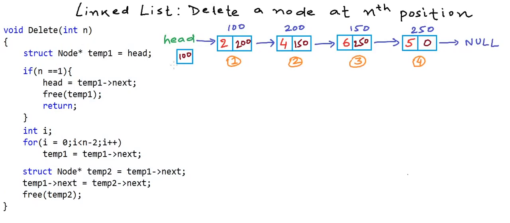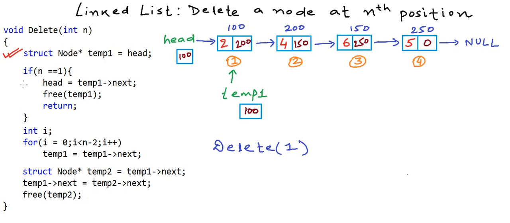I'll quickly walk you through this code in the logical view to make things further clear. Let's say we first make a call to delete node from the first position. That is, we want to delete the head node. So in this code, what we are doing is we are first creating a variable temp1, which is pointer to node. Initially temp1 is equal to head, so it stores the address 100, so it points to the head node. Now n is equal to 1, so we come to this instruction, head is equal to temp1 dot next.